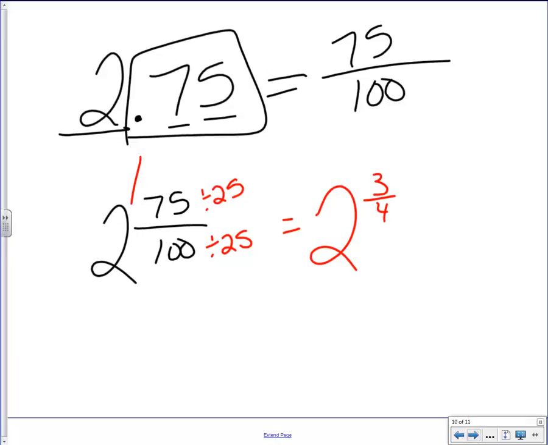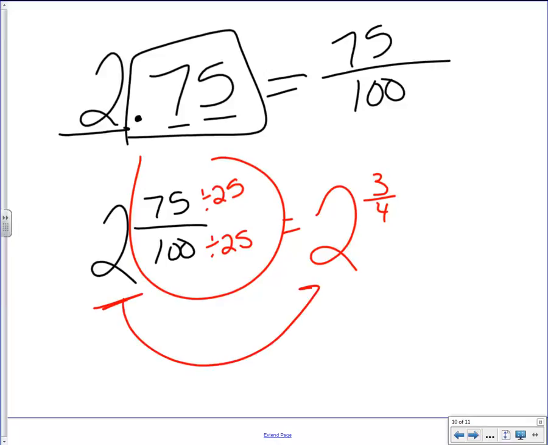When you simplify right here, please don't forget to bring your whole number over because you will miss the whole problem if you don't, or at least a good portion of points if you don't bring your whole number over.